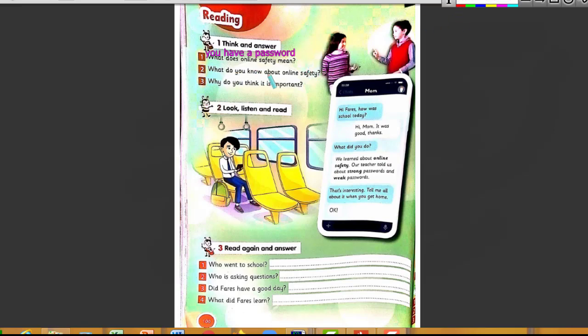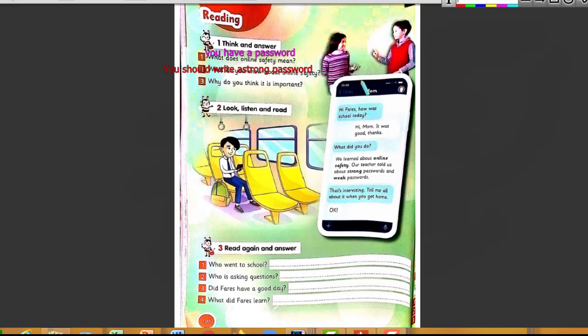Number 2. What do you know about online safety? You should make a difficult password. Okay? Or a strong password. You should write a strong password. Strong password means a difficult one that no one can recognize. You can write letters and numbers in this password, okay? You can write everywhere because here we don't have a place.